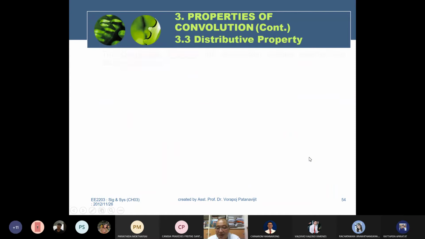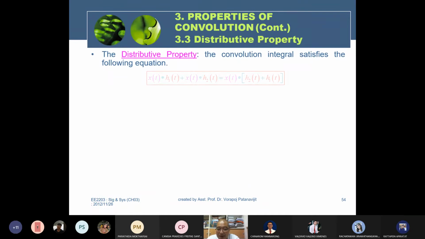The next one is the distributive property. The convolution integral satisfies the following equation. If x is convolved with h1 and x is convolved with h2, you can find that it equals x convolved with h1 plus h2 directly. In this case, you may ask why we must use this property. We use it in both directions, from the left hand side to the right hand side or the right to the left, in some cases.